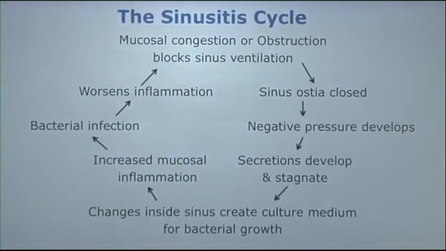We get a sinusitis cycle that occurs when we start out with a sinus ostia that is blocked. Sinus ostia can be blocked from allergies, from a simple upper respiratory infection, from foreign bodies, from anything that gives you edema in your nose. But then that blockage leads to negative pressure in the sinus space, which causes secretions to develop that then stagnate and provide a perfect milieu for bacteria to grow. And this causes more swelling, more bacterial infection, more inflammation, and more blockage. And this becomes a sinusitis cycle that is self-fulfilling.